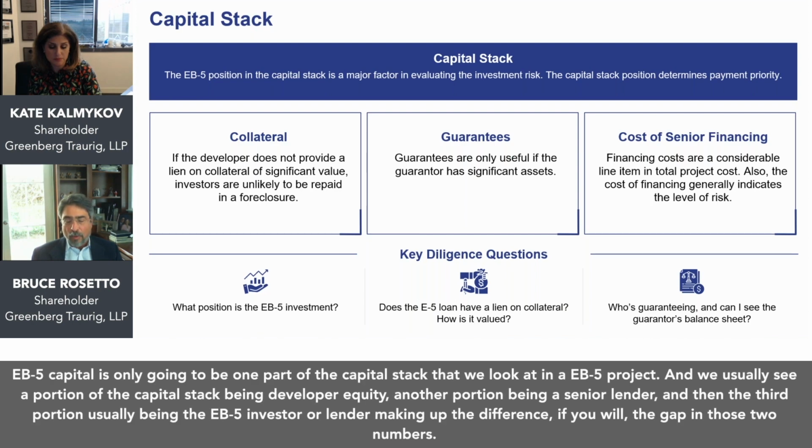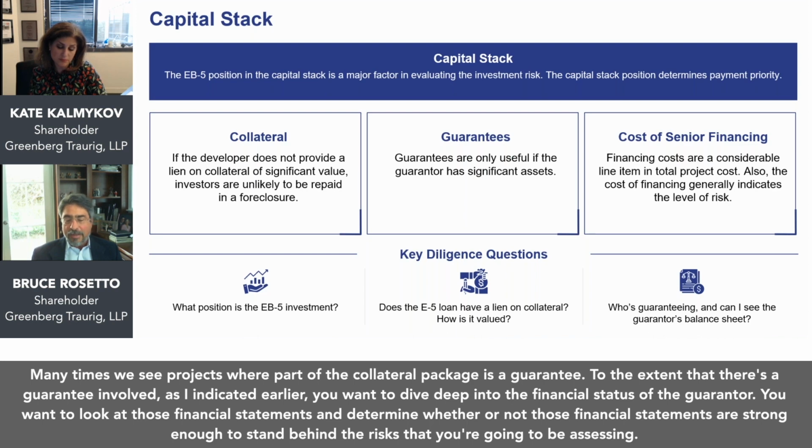EB-5 capital is only going to be one part of the capital stack that we look at in an EB-5 project. Usually we see a portion of the capital stack being developer equity, another portion being a senior lender, and then the third portion usually being the EB-5 investor or lender, making up the difference, if you will, the gap in those two numbers.